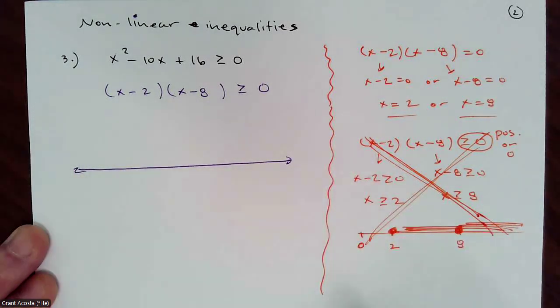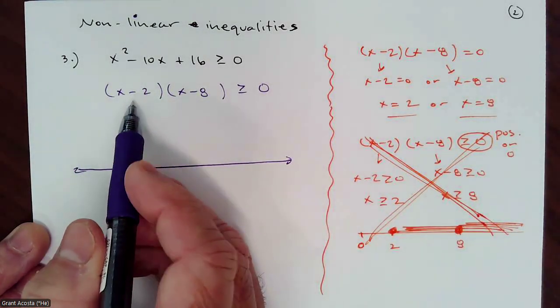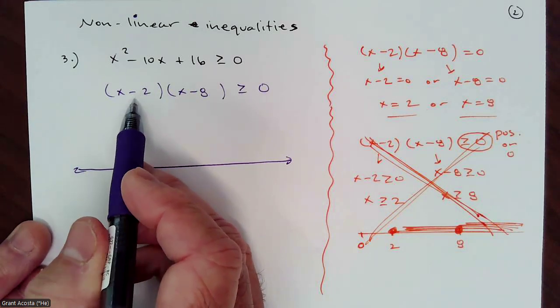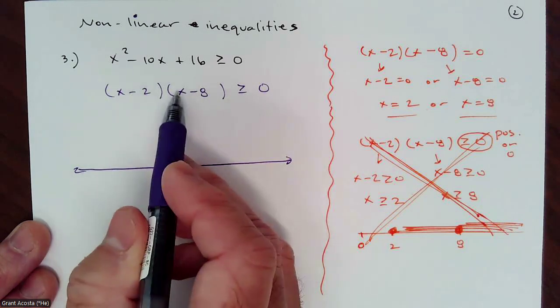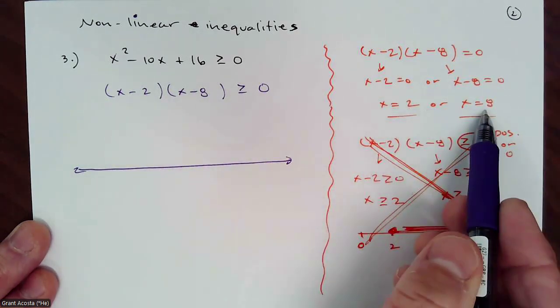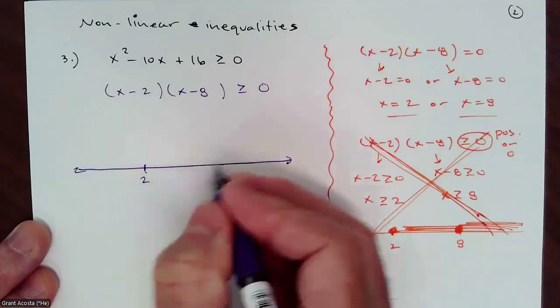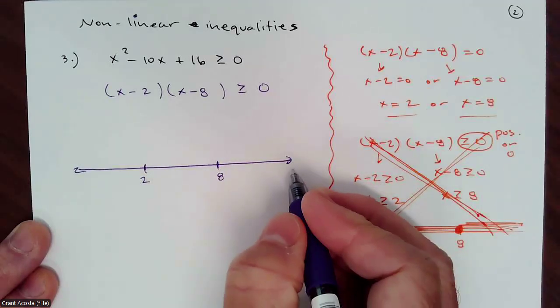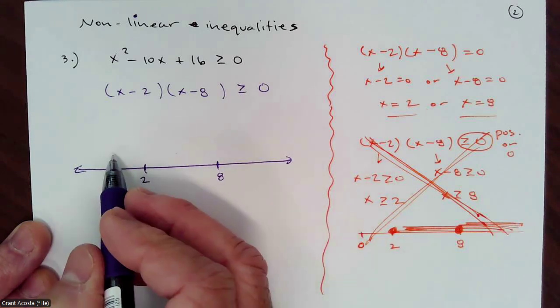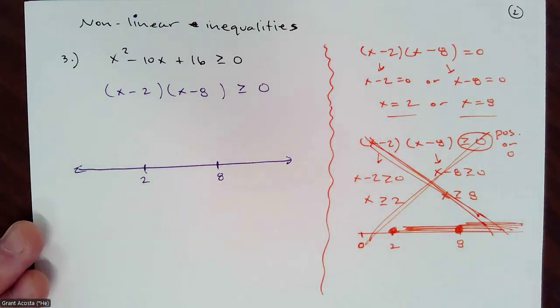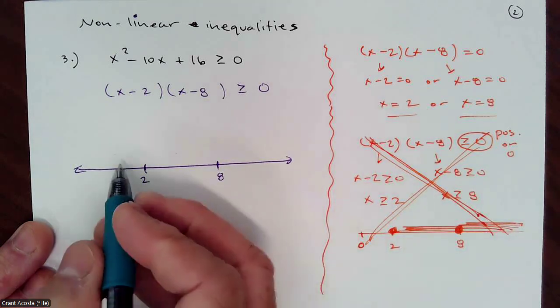A sign chart is this. We're going to draw a number line and put what some books call key numbers. Key numbers are the numbers for x that make each of these factors equal to 0: 2 and 8. Now we've divided the number line into 3 regions. So what we want to do is pick test numbers.